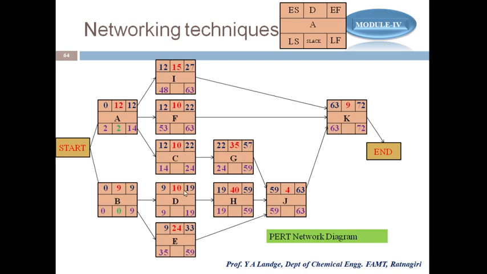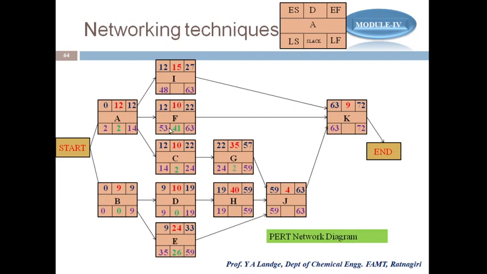Again we have to calculate for C. It will be 14 minus 12, which is 2. Then for D, 9 minus 9 is 0, because we are taking LS minus ES. Similarly for E, 35 minus 9 is 26. Then for F, 53 minus 12 is 41.